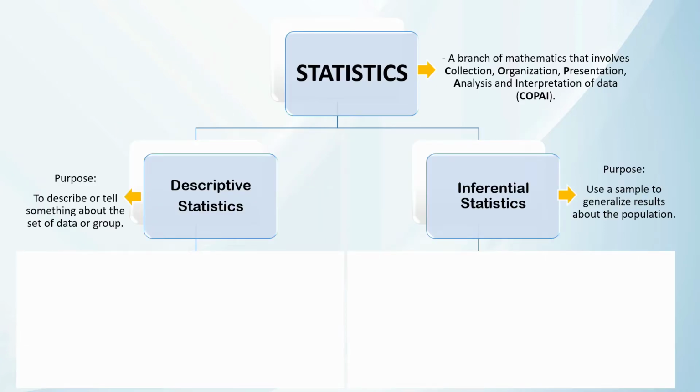So let's start with a simple recall of what is statistics and what are the types of statistics. When we say statistics, it is a branch of mathematics that involves collection, organization, presentation, analysis, and interpretation of data. So in acronym, statistics is a branch of mathematics that involves COPI. COPI means collection, organization, presentation, analysis, and interpretation of data.